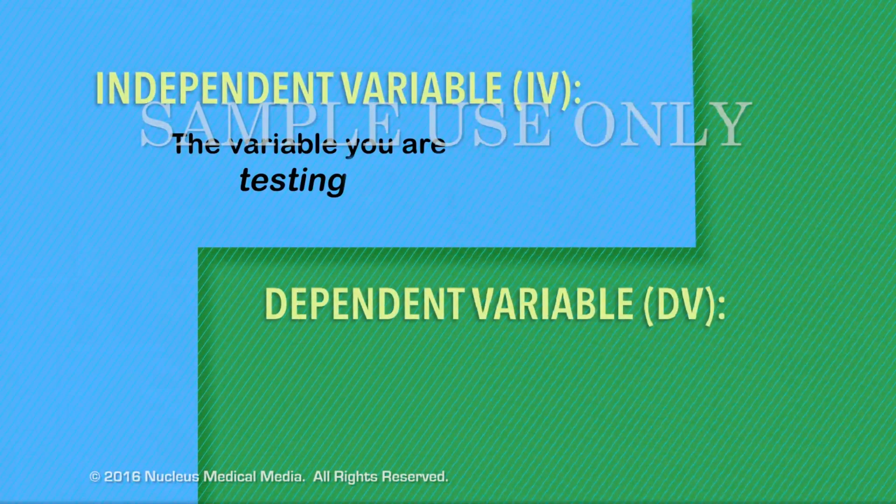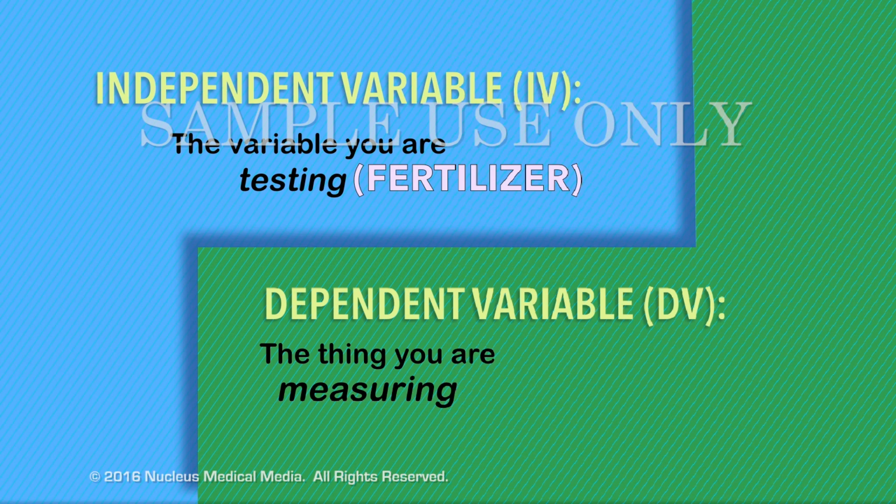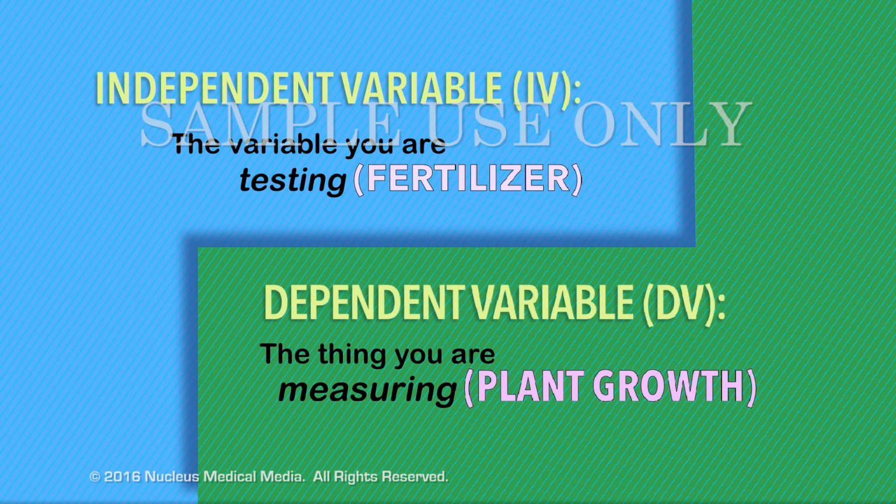The variable you were testing, in this case the fertilizer, is called the independent variable. And the thing you were observing, measuring, and expecting to change because of that independent variable was plant growth. In this experiment, plant growth is the dependent variable. We'll go over independent and dependent variables in more detail in another video.